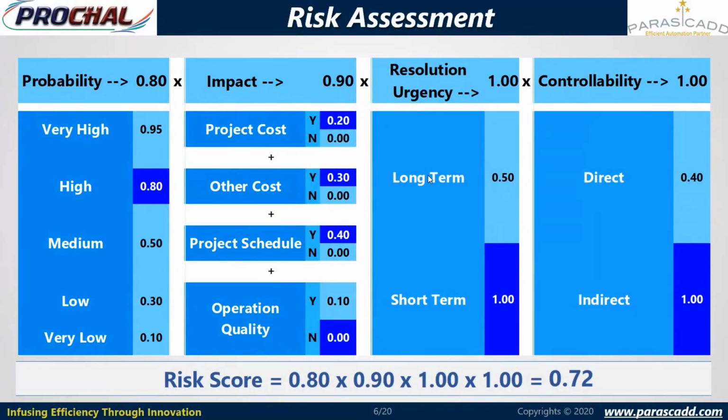Multiplication of the 4 parameters, that is 0.80 means probability, 0.90 means impact, 1 means resolution urgency, and controllability. For controllability, the value will be 1. So by multiplying these 4 parameters, we are calculating the risk score, that is 0.72.